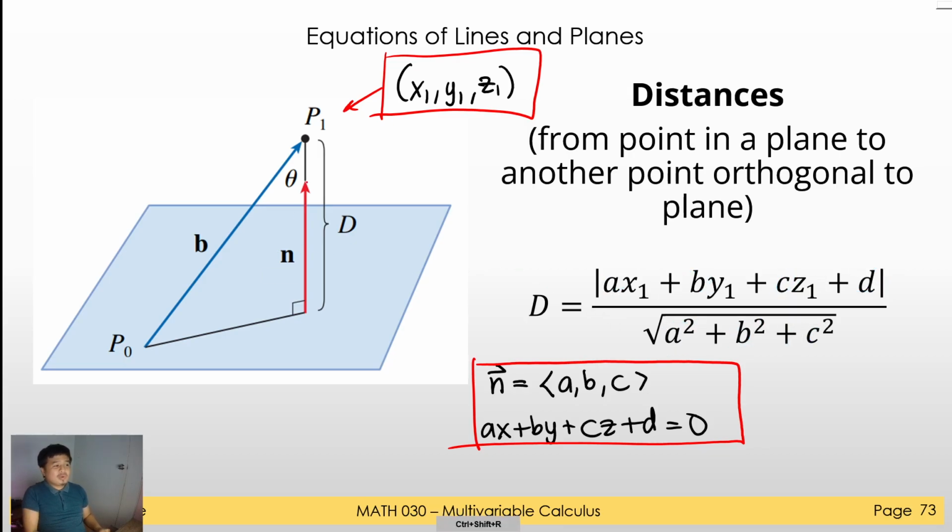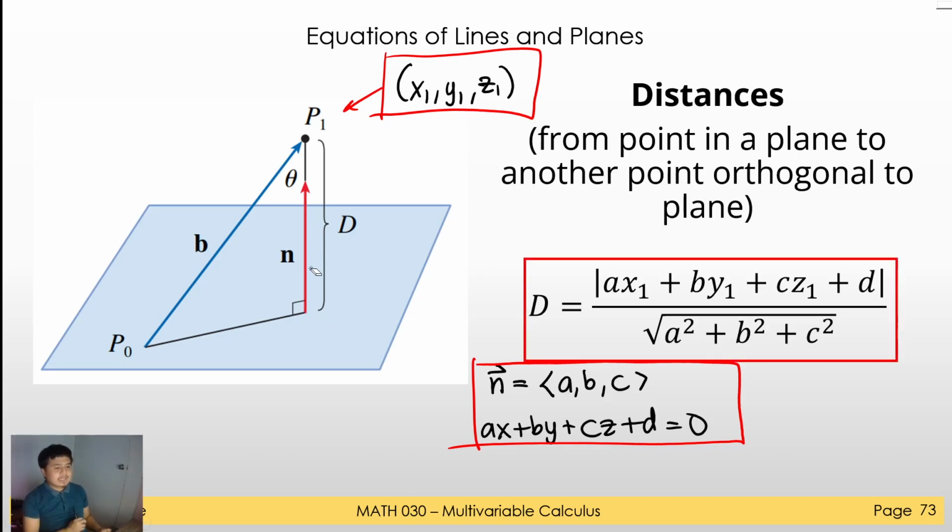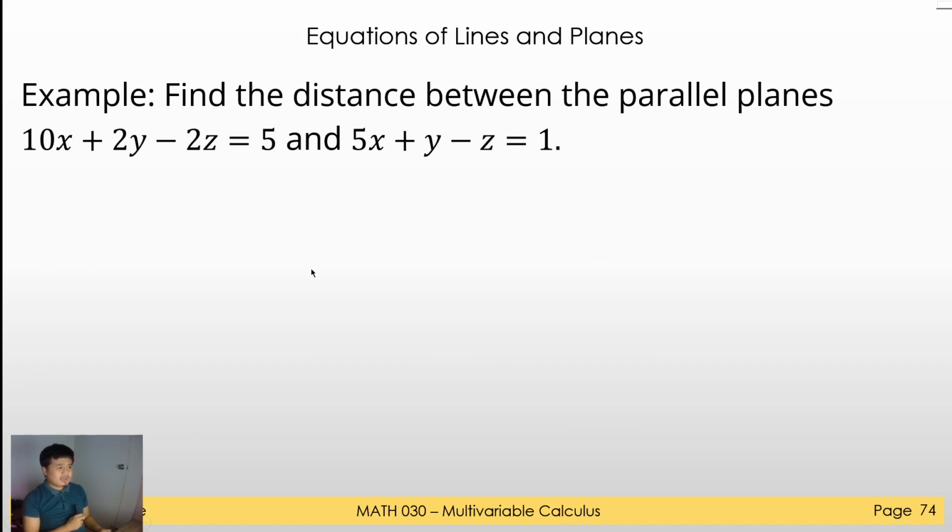So it should be orthogonal, no? The point should be orthogonal to this vector to find the distance. Because, as you can see, you can actually have a different distance here at a different angle, no? But it should be orthogonal for consistency in this formula. So we have a problem here.